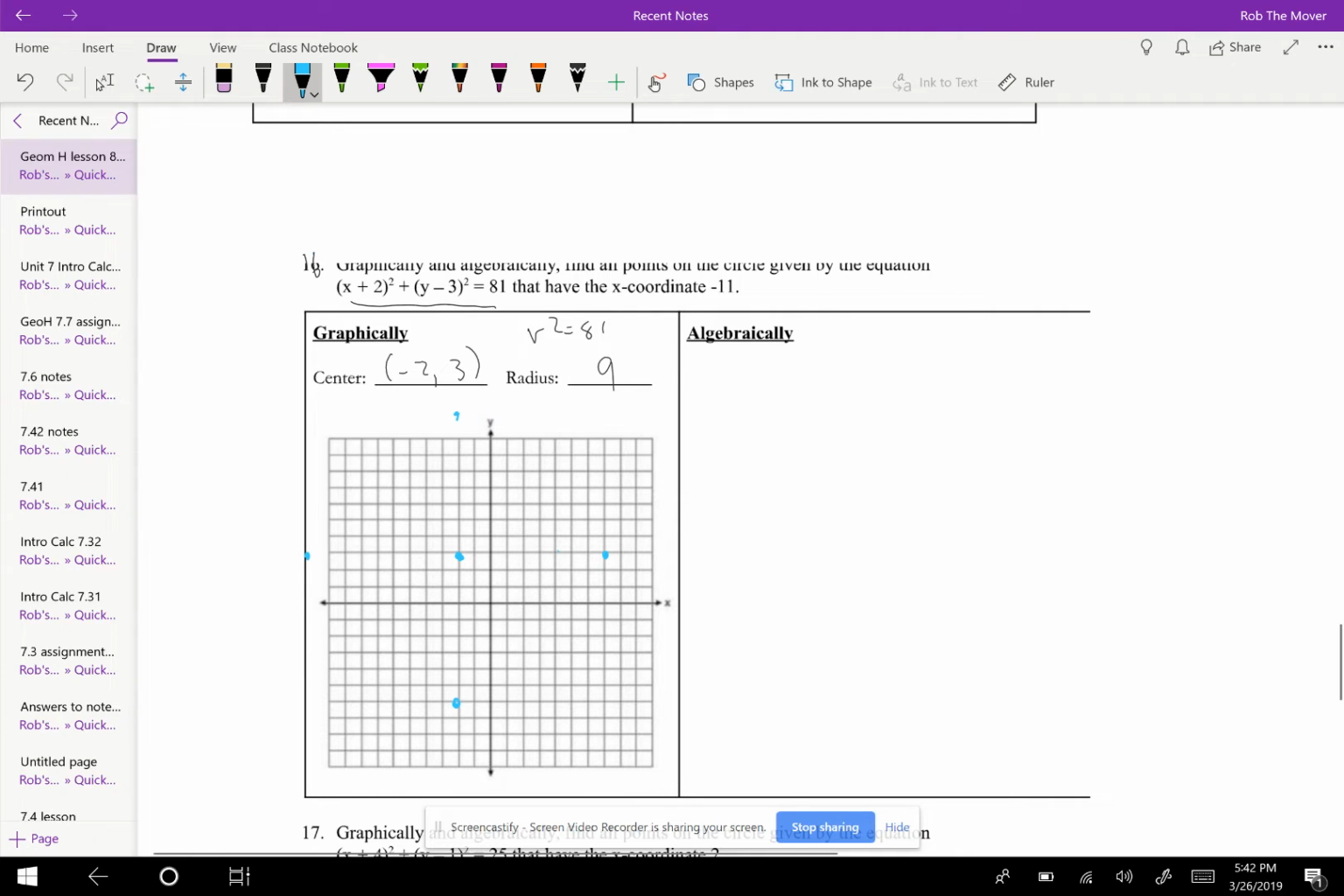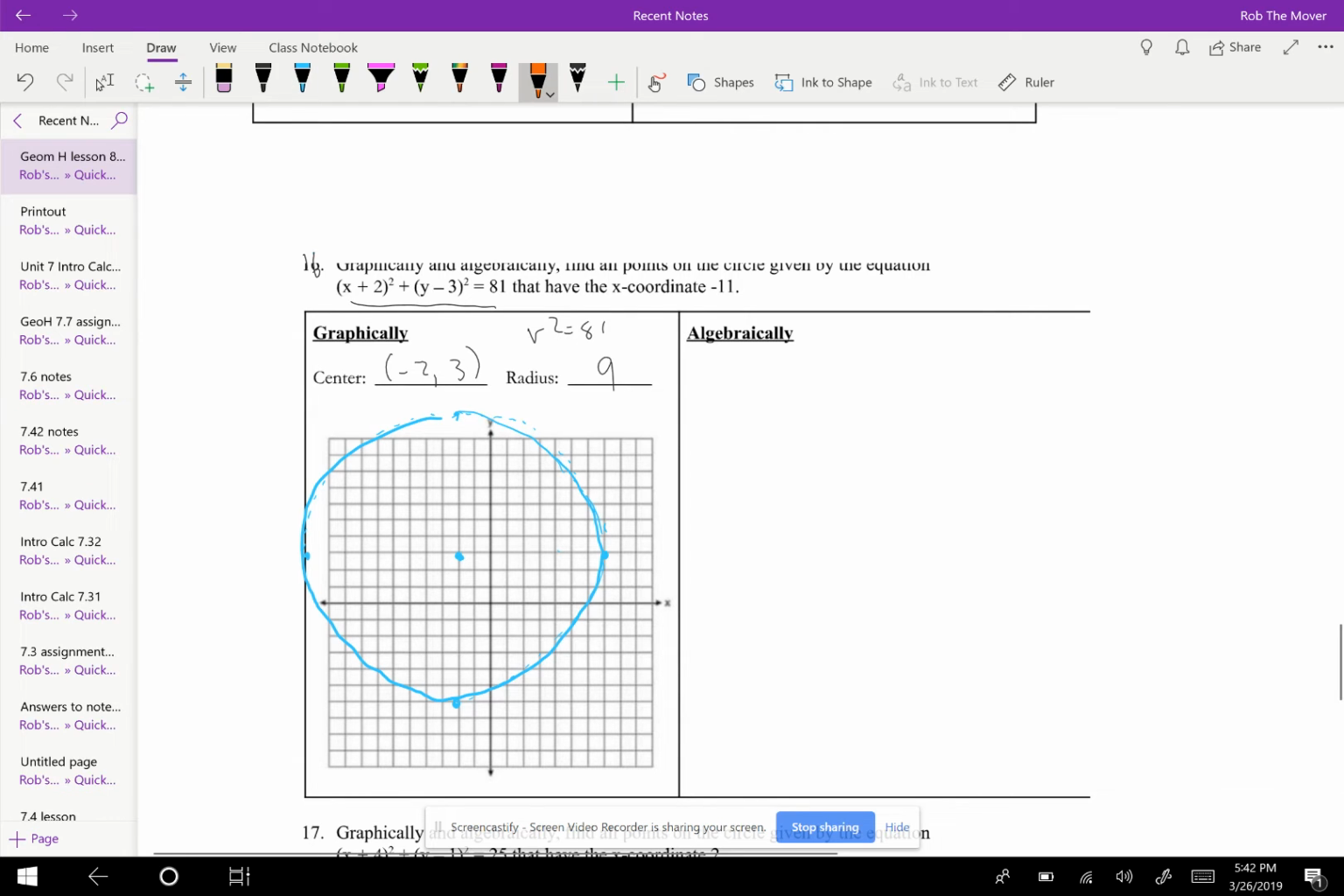And so we got an idea what this circle looks like. It's hard to graph perfectly with your hand. If you had a compass, you could graph it kind of nicely. So there's my circle. I want to find the coordinates, the points on the circumference, on the circle itself.